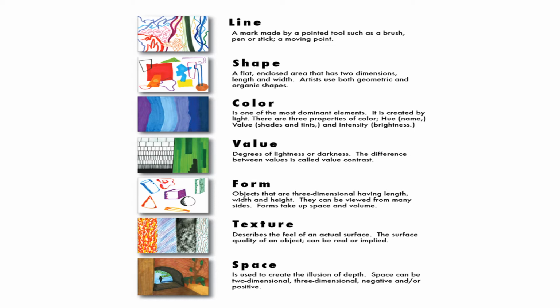Then we get texture. Texture is trying to use lines to really create the feeling of an actual surface. So trying, for example, to use maybe organic lines to make something look knitted, or make something look like a brick. You might add in some cracks or fissures using lines to create that texture.